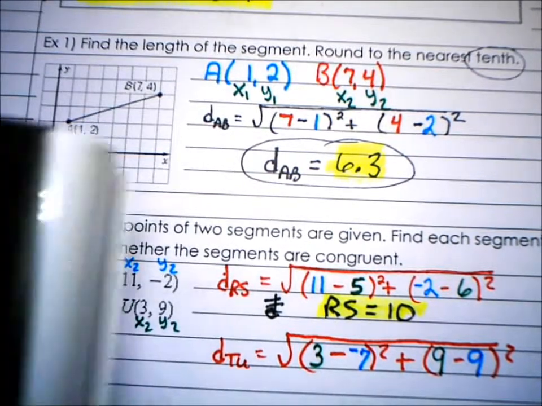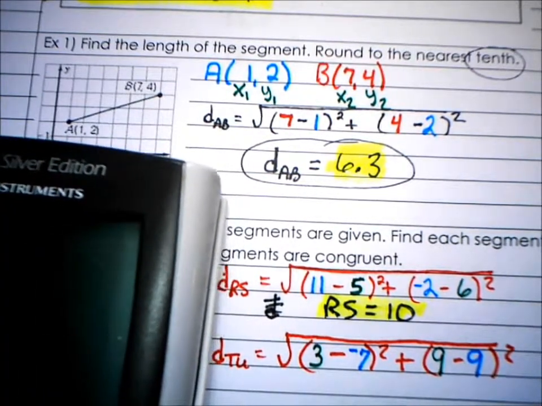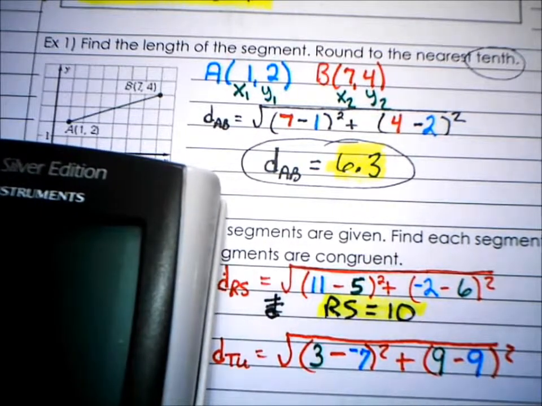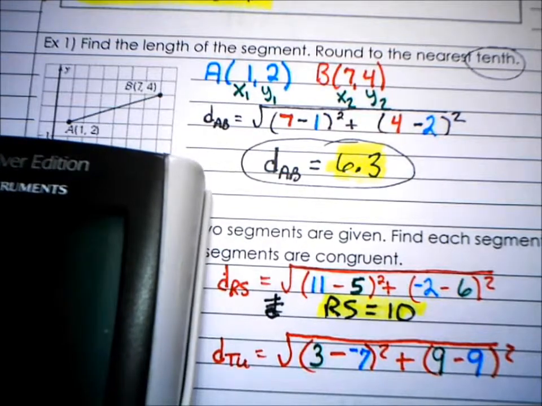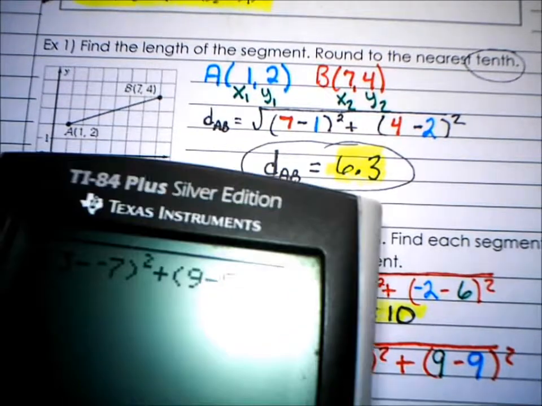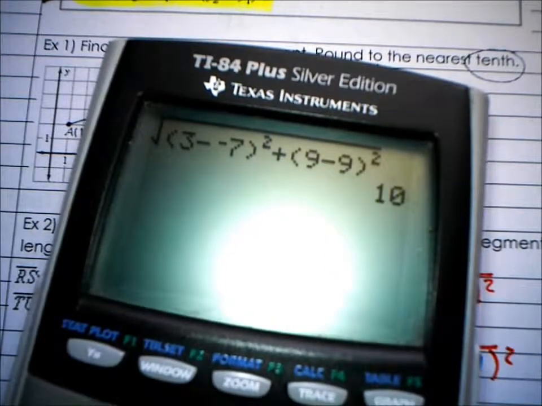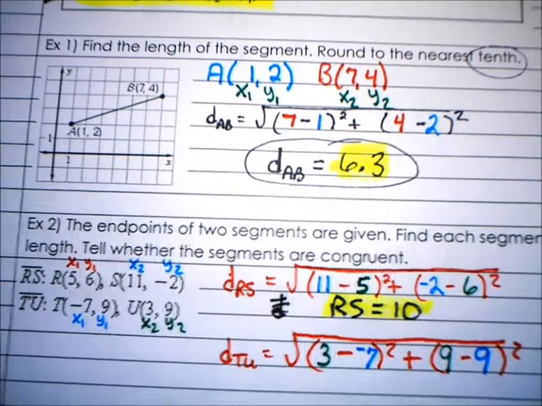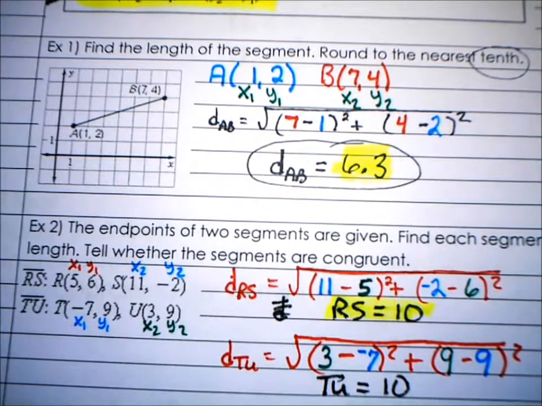Alright, grab a calculator, type it in. Second square root, parentheses, 3 minus -7 squared, plus, parentheses, 9 minus 9, parentheses, squared. Okay, I got mine in. I push enter, I come out with 10. So that means TU, without any notations, equals 10. There's my second answer.